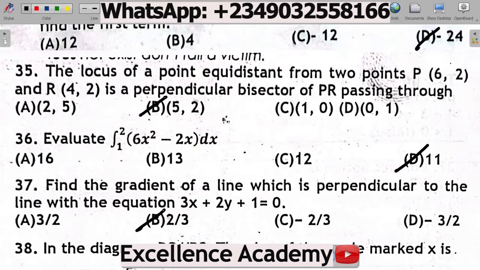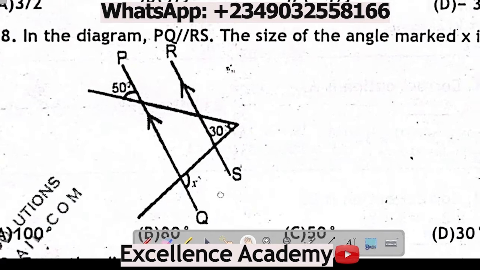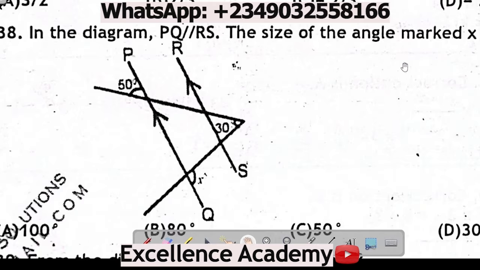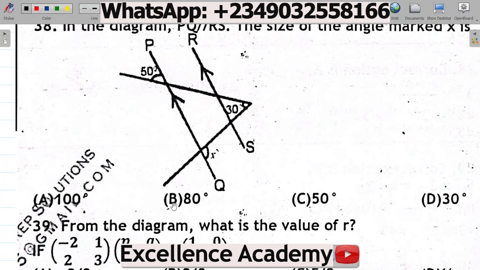Let's look at the next question there. Question number 38. 38 says, in the diagram, PQ is perpendicular to RS. The size of the angle marked X is A, 100, B, 80, C, 50, D, 30. You have to find this angle here, X. How do you solve that? Now, from this diagram, this angle here is opposite with this angle here. And we know that opposite angles are equal. So here will also be 50 degrees. It's opposite with this one. So opposite angles are equal. That's the first thing you want to note.